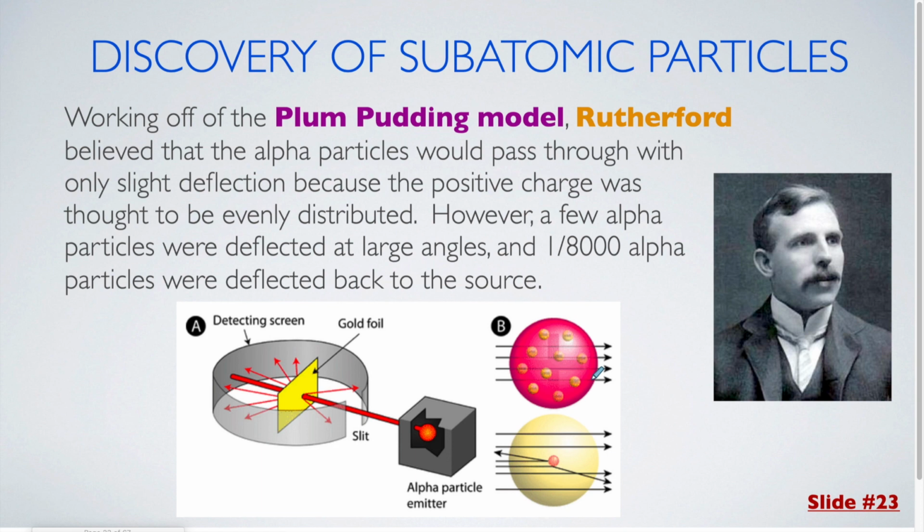However, in reality, a few alpha particles were deflected at large angles, and 1 out of every 8,000 alpha particles were deflected back to the source. So that's what you see down here. So some of the alpha particles are going through without any problem, just as he had originally predicted. But a few of them are bouncing off to the side, or they're actually getting bounced back to the source.